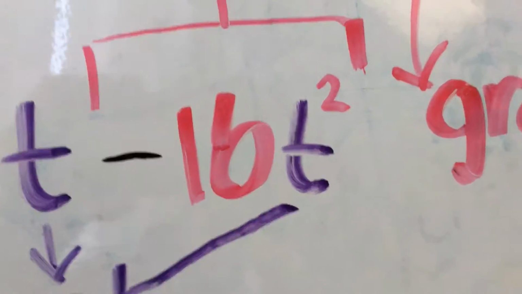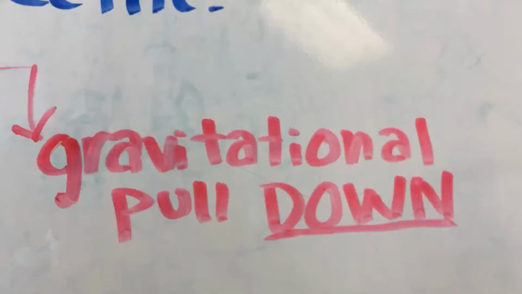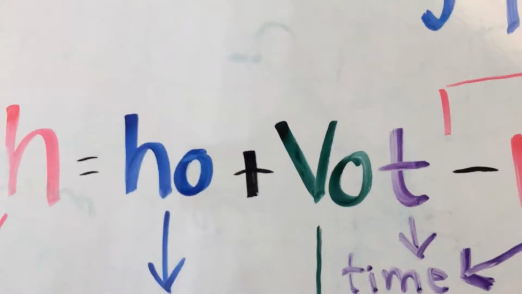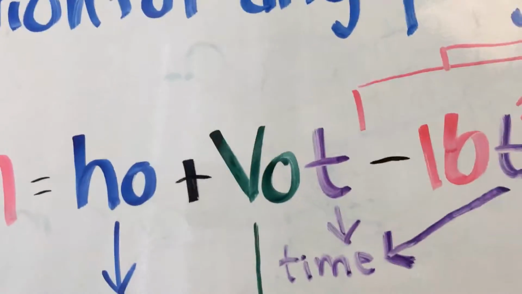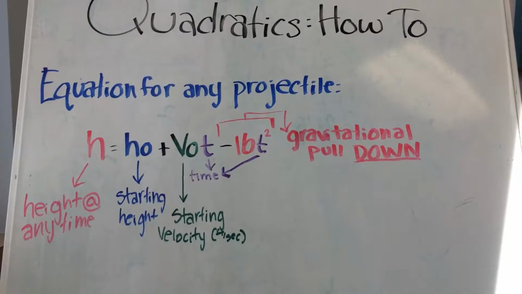Negative 16t squared is your gravitational pull down. You subtract this from h naught plus v naught times t. And this is your beautiful equation for a projectile.